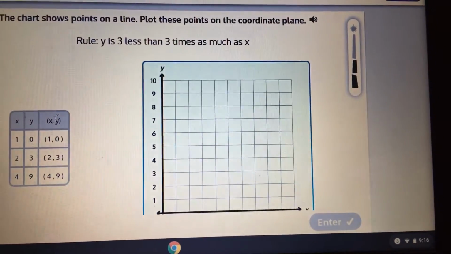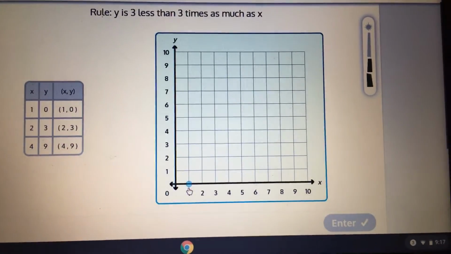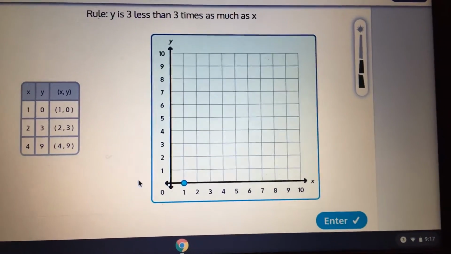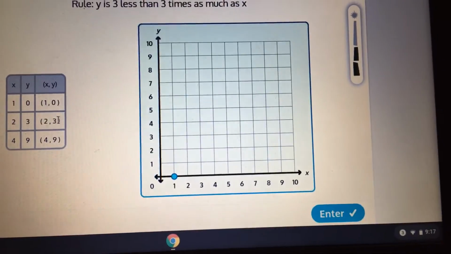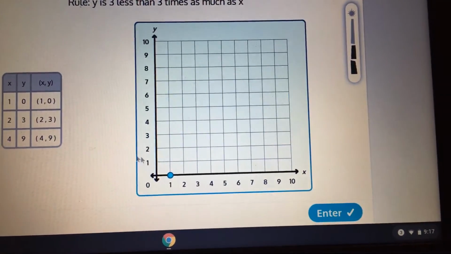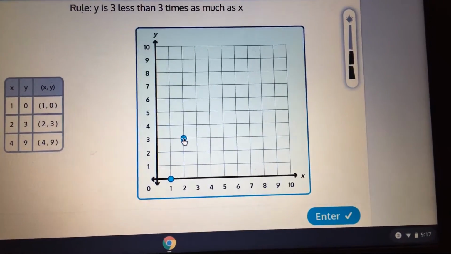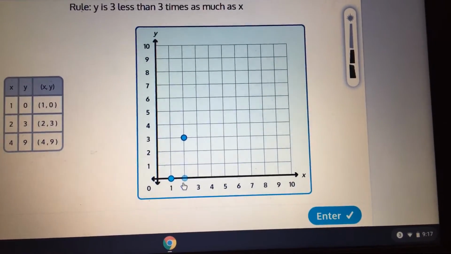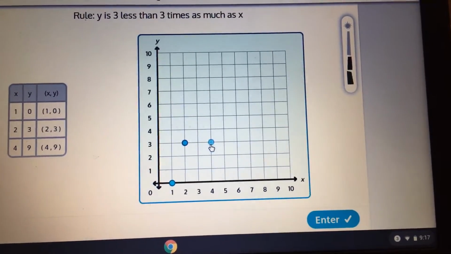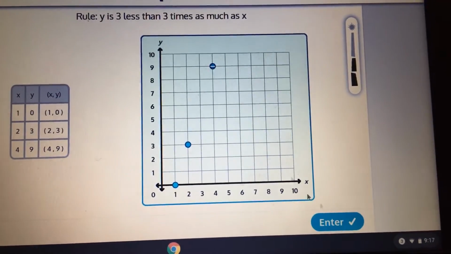Okay, so we've got 1, comma 0. So we don't go up along our y-axis at all because our y coordinate is 0 here. All right, and then our second one is 2, 3. So I come over 2 on my x, go up 3, and plot my point. Last one is 4, 9. So here's my 4. I've come over on my x by 4, 9. There we go.